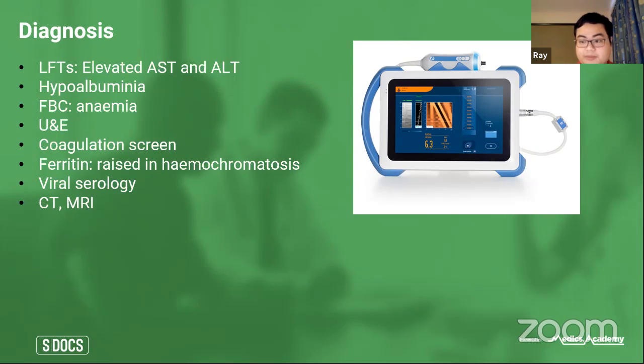And hypoalbuminemia, which you will remember from my last part, the liver synthesizes albumin, and having a low albumin would mean that the liver isn't functioning properly. And then we can also have anemia as well. And then you would also do urea and electrolytes, coagulation screen, because remember the liver synthesizes clotting factors, and ferritin, having a look at iron storage as well, viral serology, and then CT or MRI to look at the extent of the disease.